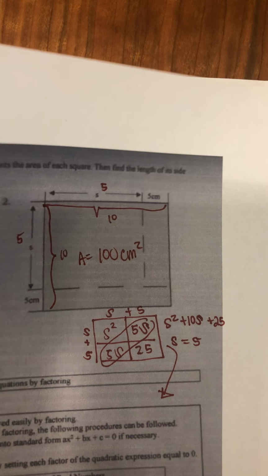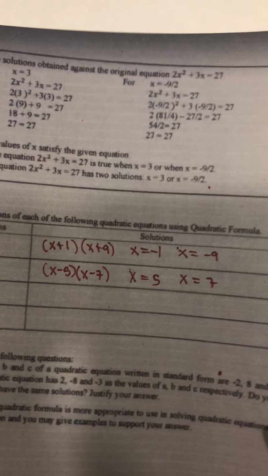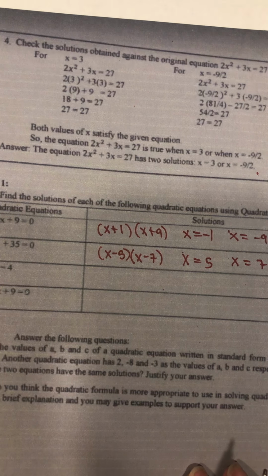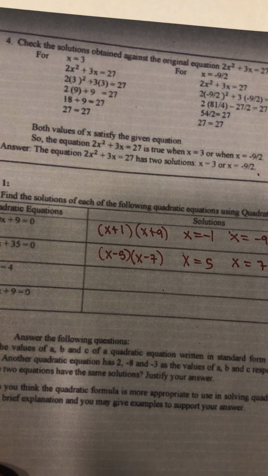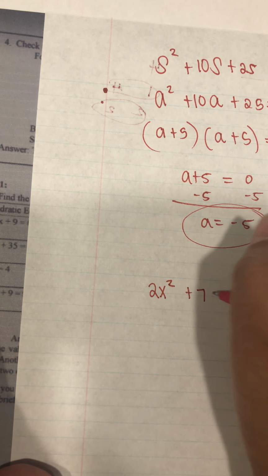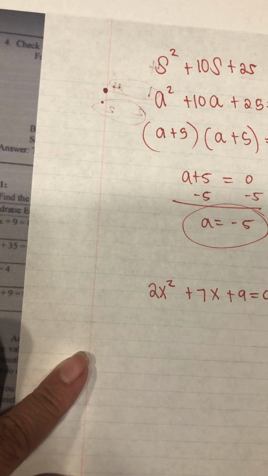So now we're going to get back to this because we cannot solve it in that method. So I would have to introduce you the next strategy in order to solve that one. All right, so now let's take a look at number 4. We have 2x squared plus 7x plus 9 equals 0.